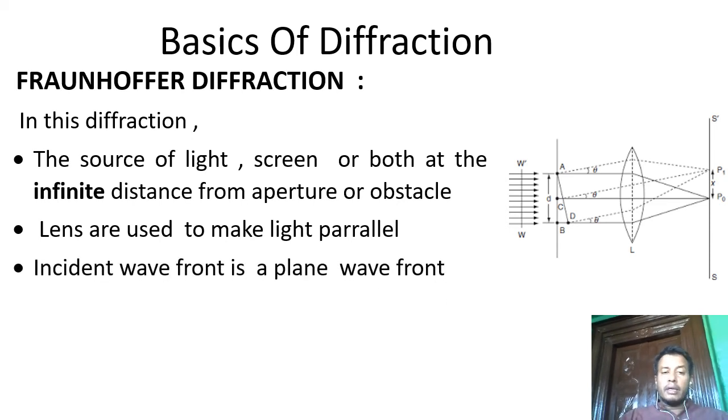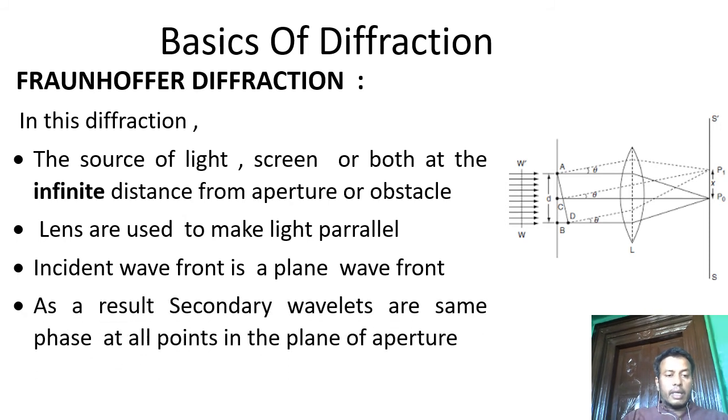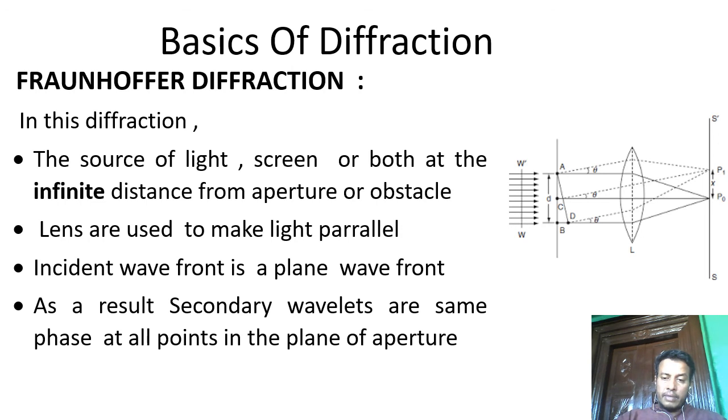So here the plane wavefront is used, but cylindrical waves cannot be used. As a result, the secondary wavelets are in the same phase at all points of the plane of the aperture. So the waves are in the same phase. Here only the plane wavefront is used, no cylindrical or spherical wavefront. Here lenses are used, whereas in Fresnel there is no lens. So it is infinite distance in Fraunhofer, whereas in Fresnel diffraction there is a finite distance.